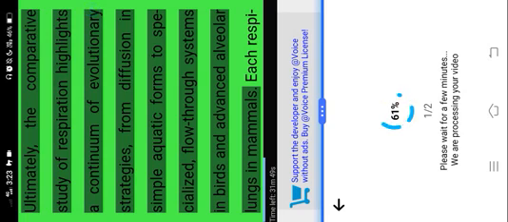Ultimately, the comparative study of respiration highlights a continuum of evolutionary strategies, from diffusion in simple aquatic forms to specialized flow-through systems in birds and advanced alveolar lungs in mammals. Each respiratory type is optimized for oxygen availability, metabolic need, and ecological function, demonstrating the intimate link between physiology and evolutionary adaptation.